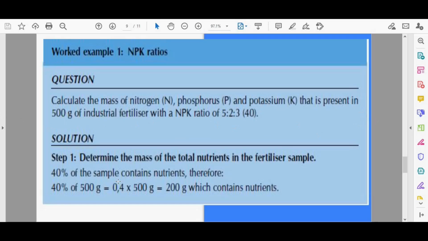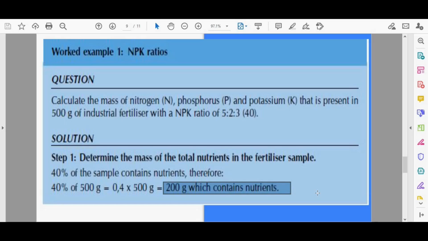Alright, so solution step 1. First, we need to determine the mass of the total nutrients in the fertilizer sample, because we have a sample here of 500 grams. That wasn't said for fun. So 40% of the sample contains nutrients, therefore 40% of the 500 grams, which is 0.4 times 500, would give us a total of 200 grams, which contains the nutrients. Let's go through that step again. We are presented with a sample of 500 grams, and we have that ratio 5:2:3, brackets 40, which means that 40% of the sample contains the nutrients NPK.